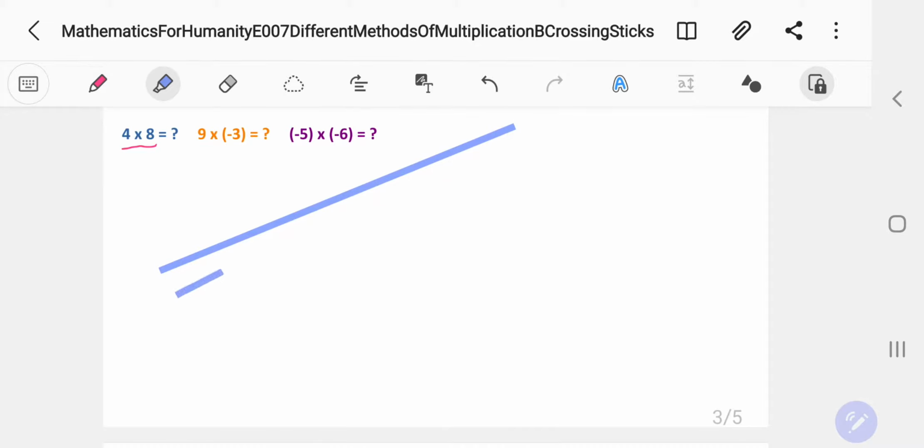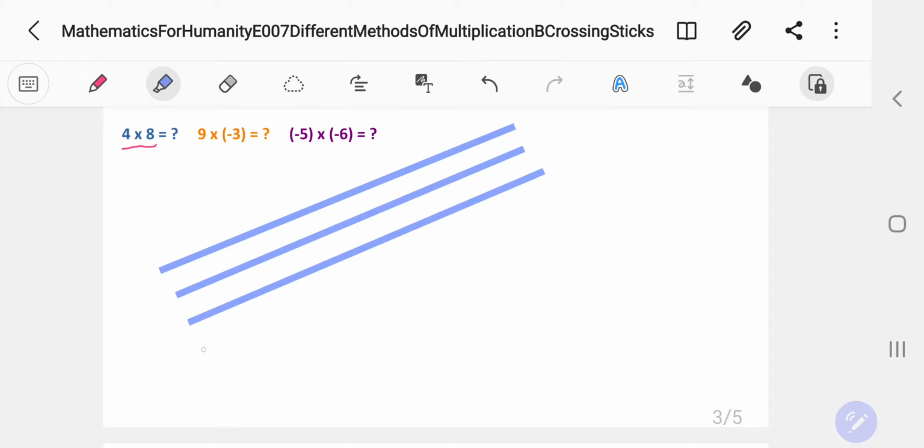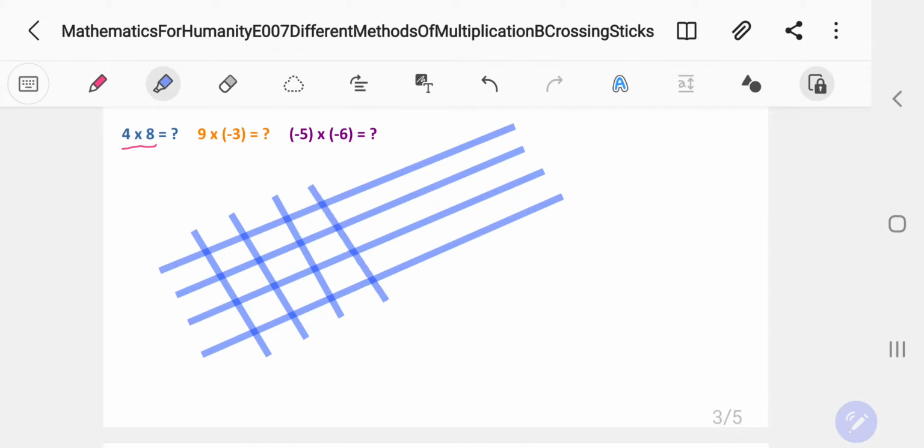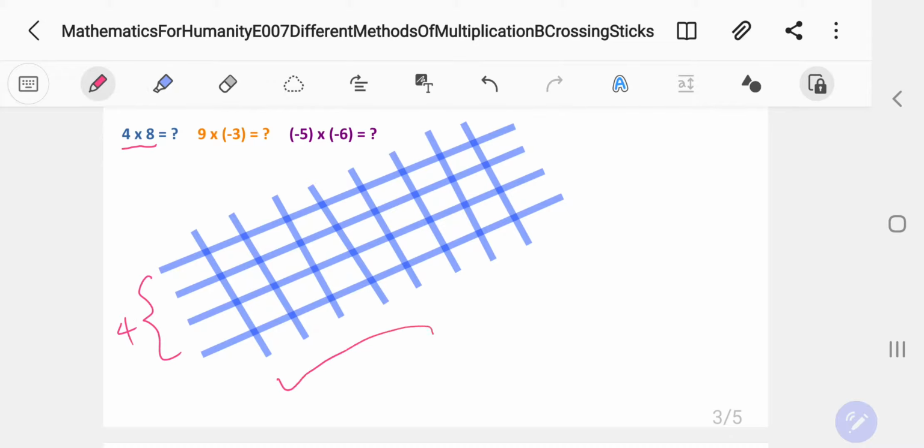1, 2, 3, 4, and then we cross 8 sticks. 1, 2, 3, 4, 5, 6, 7, and 8. So we have here 4 sticks, and we have here 8 sticks.